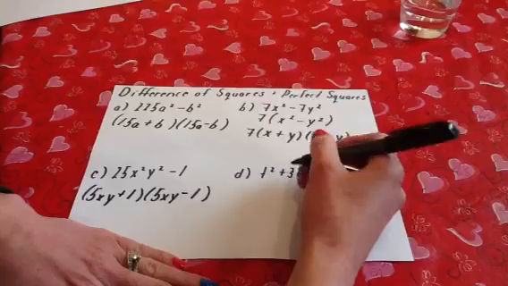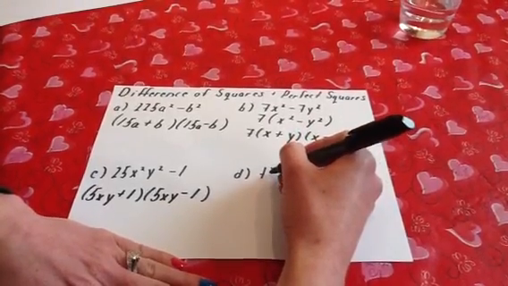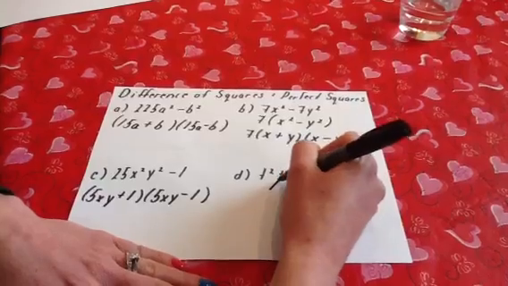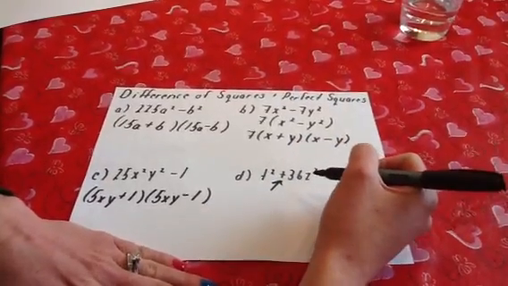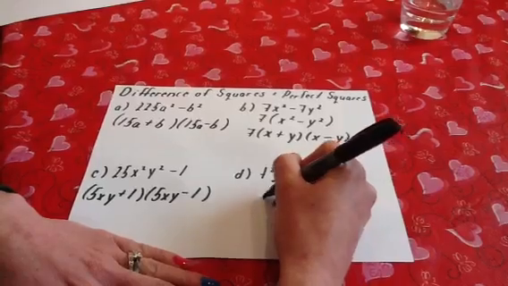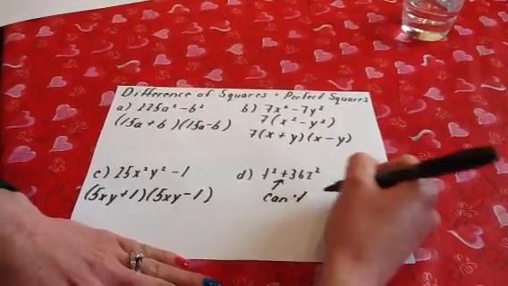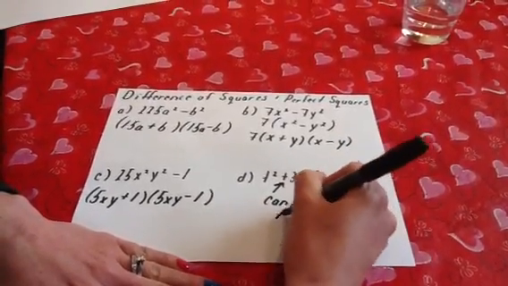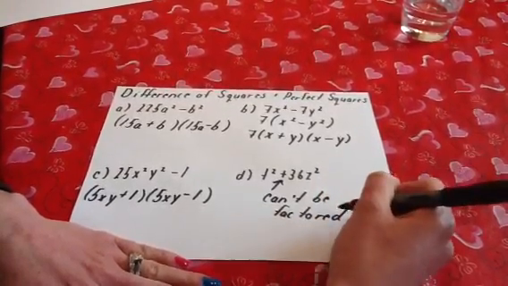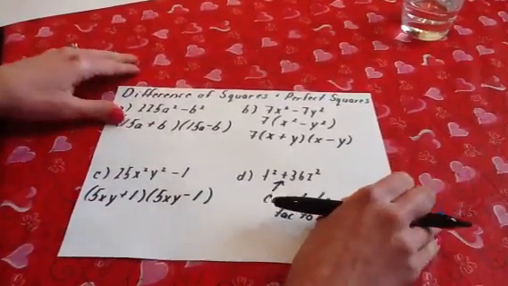Okay, d, the first term is a perfect square. The last term is also a perfect square, but because it has this plus sign, it's not a difference of squares. So if it has a plus, this can't be factored. So we just leave it the way it is. So a difference of squares has to have a subtraction sign.